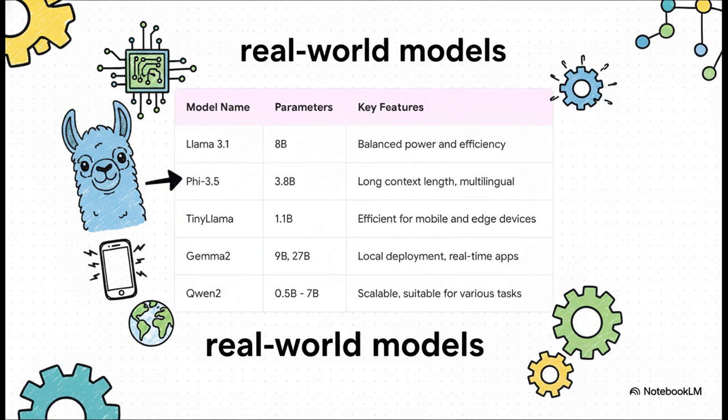You've got things like Meta's Llama 3.1, which is a fantastic balance of power and size. And on the other end, something like Tiny Llama, which is built from the ground up to be incredibly light and efficient for your phone. These names are becoming just as important as their giant cousins.